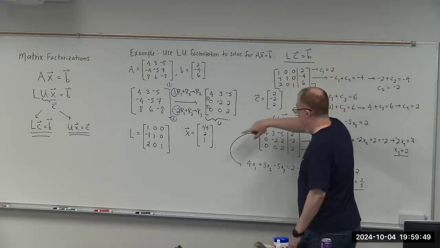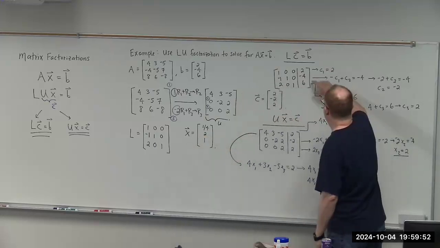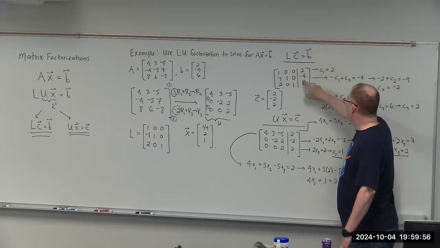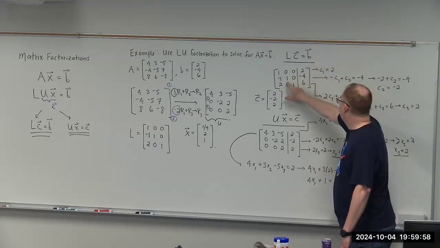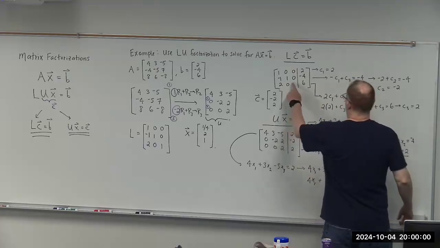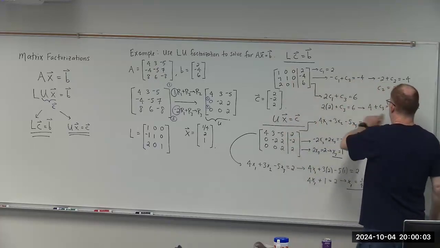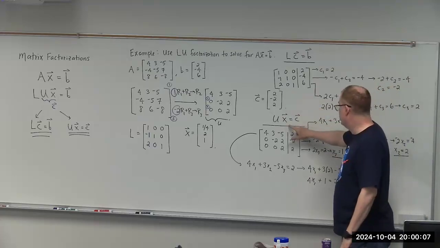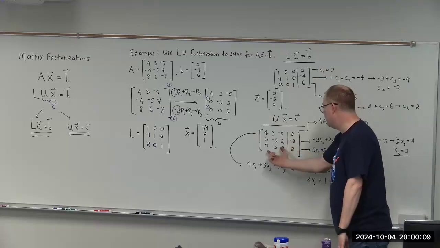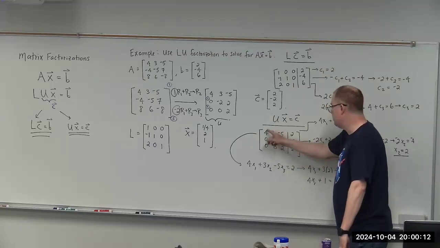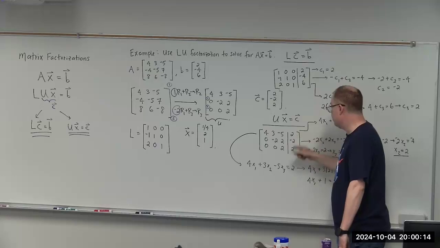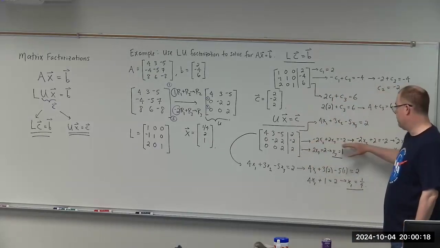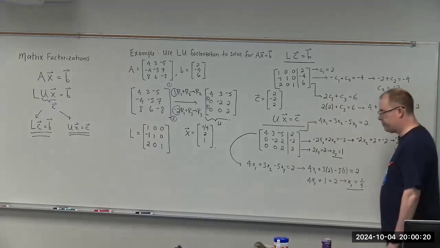Our L is defined here, okay? And you do that by using what's called forward substitution. So C1 is equal to 2. From here, we can solve for C2 and then solve for C3. Then once we have the vector C, we can solve for X. That's what's done here. So you have your upper triangular matrix, and the vector C from up here. And then you can solve this using back substitution.